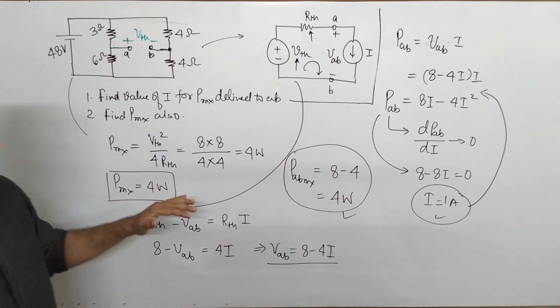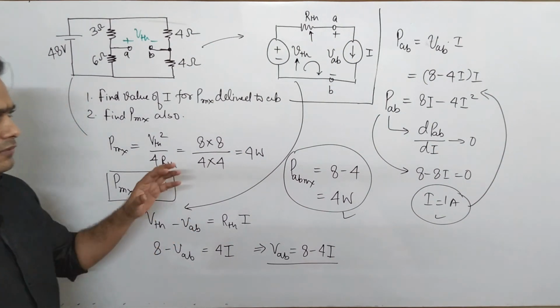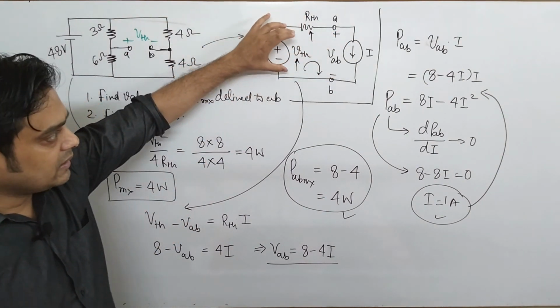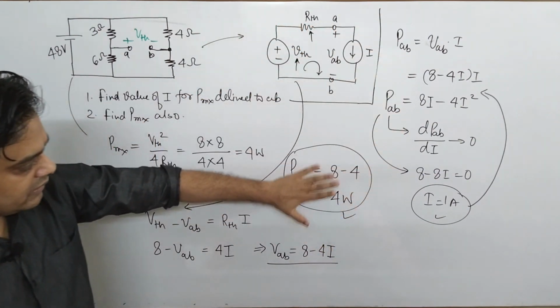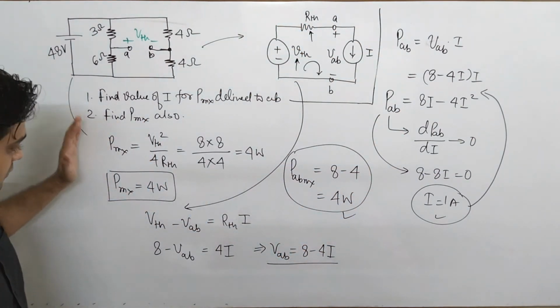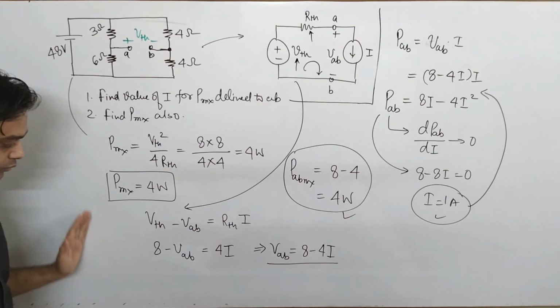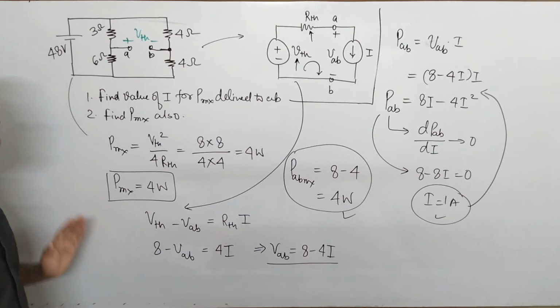So this is one type, a kind of descriptive problem in which we have understood the concepts. For finding out the value of I and maximum power, you can directly apply this method and get the answer. Just to analyze it and see whether it is correct or not, we have gone through this method also. Okay, with this the problem is finished.